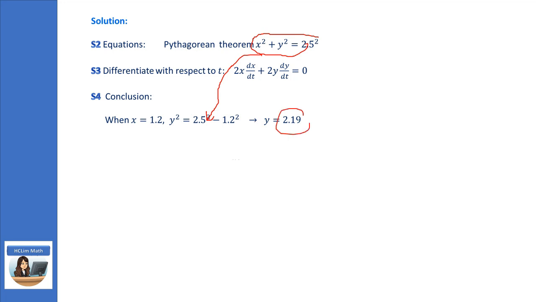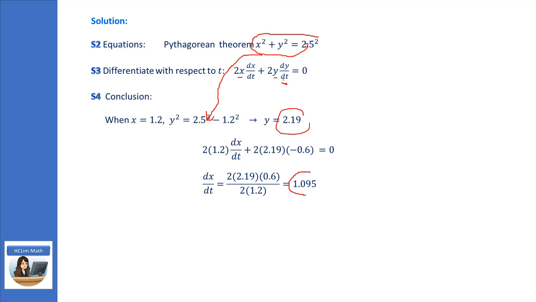Okay, I simply put it inside my differential equation. I have my differential equation of this. I just substitute the value of x and y and dy/dt to calculate and to get the rate of change of ds/dt as 1.095. So this means that the distance of s is increasing. So that's why I have a positive rate of change here.